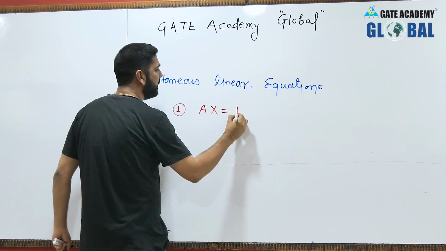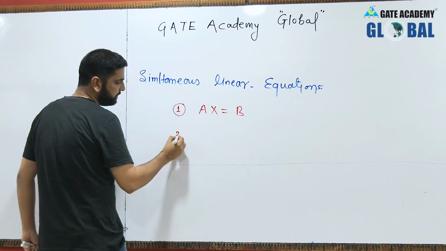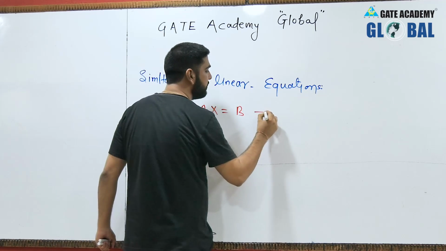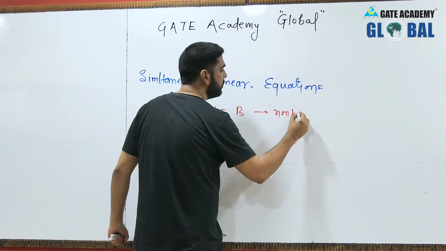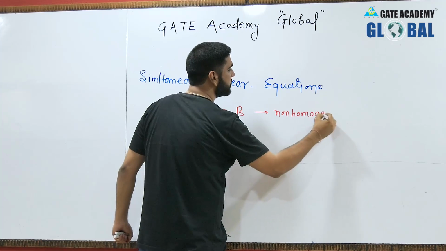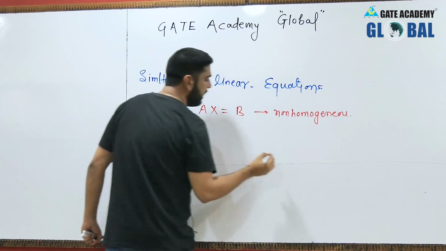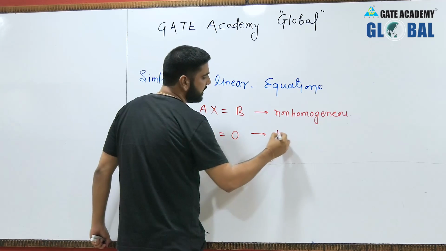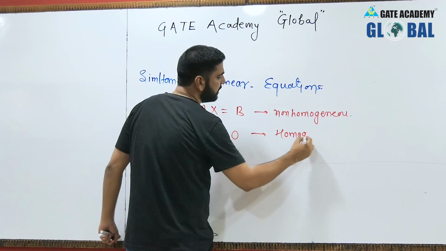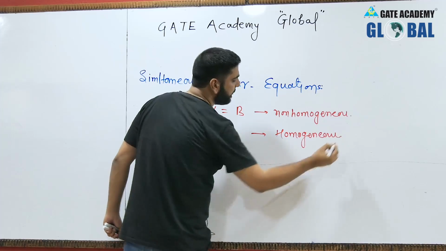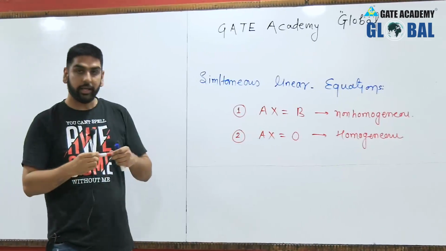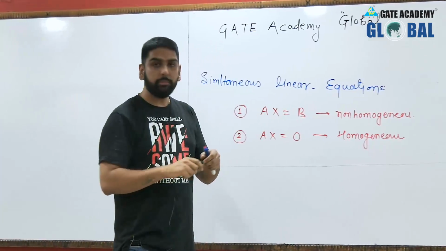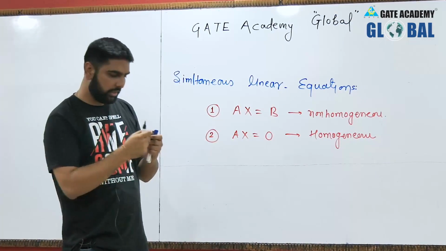Ax is equal to b. This is referred to as a non-homogeneous system or non-homogeneous linear equation. And if I am saying Ax is equal to 0, then it is referred to as homogeneous. So here we are having Ax is equal to b, and again Ax is equal to 0. Then what will be the solution?